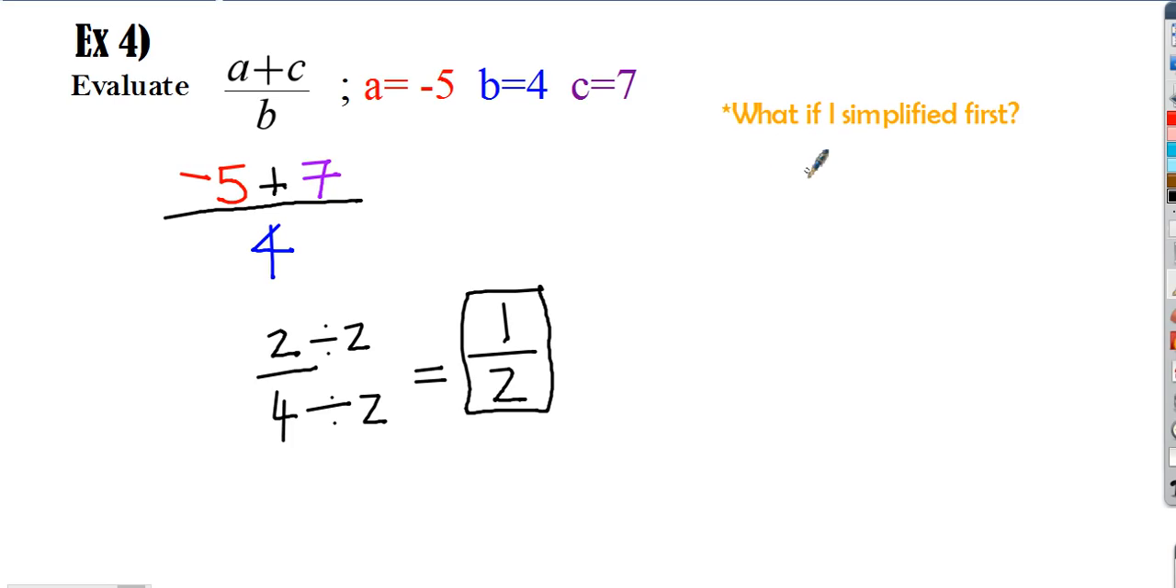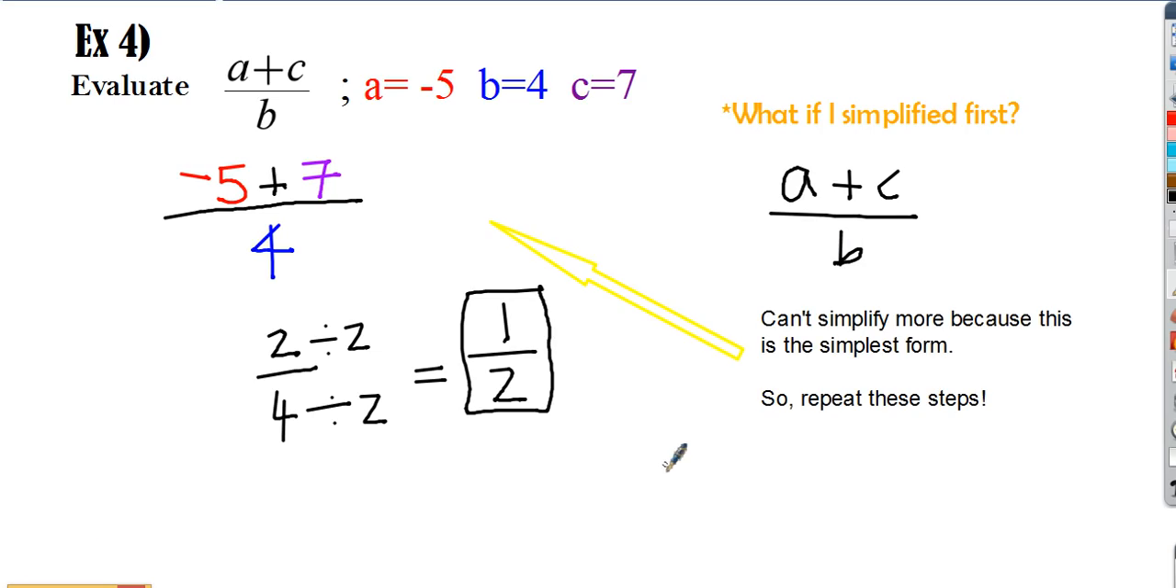Let me copy down the expression a plus c over b. So what can we do? Can we add a and c together? No. Can I divide them? No. So what can we do? There's nothing we can do because there are no like terms. These letters, these variables, are all different. So if it's already in simplest form, we can't simplify.